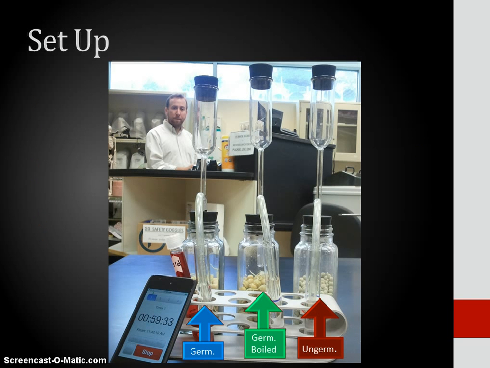Here's a photo of our setup just as soon as we started the 60-minute incubation. We have the germinated bottle of peas right here, our germinated boiled peas right here, and our ungerminated peas right over here. And you can see Dr. Weber giving us an approving look at our experiment so far. Only 27 seconds into the experiment.